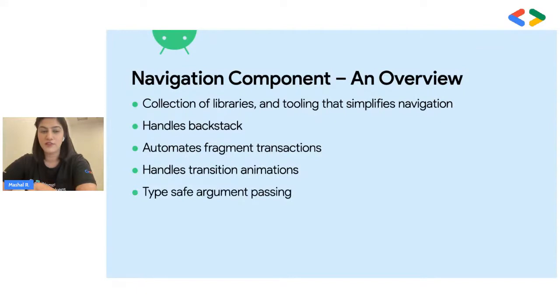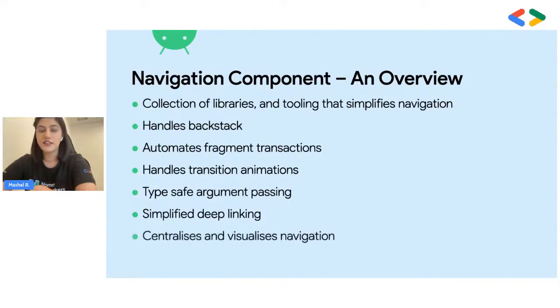Then we also have type safe argument passing. We can very easily send data or arguments from one fragment to another, and nav component provides us with the types in a type safe way. That is, the destination fragment knows what sort of data to expect. This is something we'll talk about in the later part of the session. It also simplifies deep linking, which is being able to access a deeper part of the application from outside, which we'll also be discussing in this session. And lastly, it centralizes and visualizes all the navigation related information present in the application.